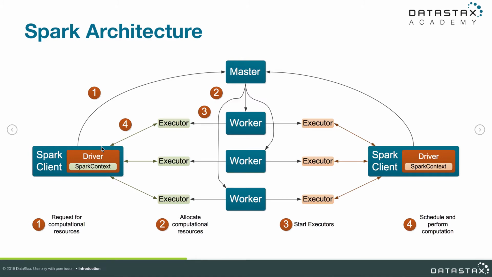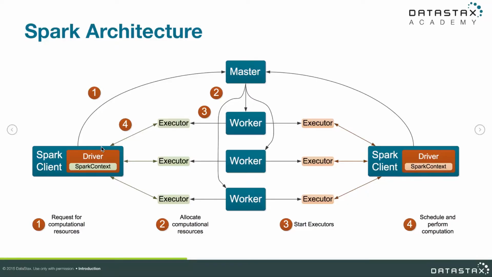Those executors then communicate directly with the Spark driver. And the Spark driver gives them their computational work to do, importing data, exporting, transforming, running some action or some aggregate computation over data. All of that communication happens between driver and executor. And when results are returned, those go from executor back to the driver. The master is not in the loop anymore at that point.